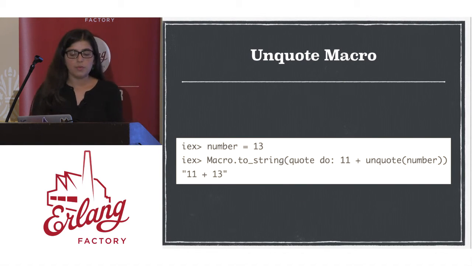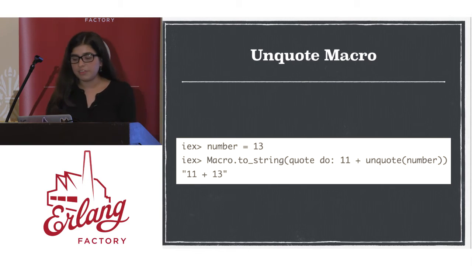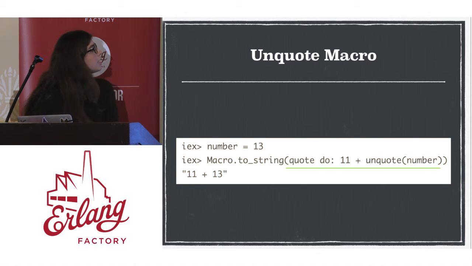And while quote is about retrieving the inner representation of some particular chunk of code, unquote is used to inject some particular chunk of code inside the representation we want to retrieve. So in this example, we have the number 13, and we want to inject it in the representation of the quote to, at the end, get it as a string, as in the last line, 11 plus 30.